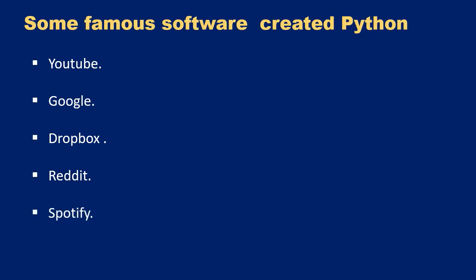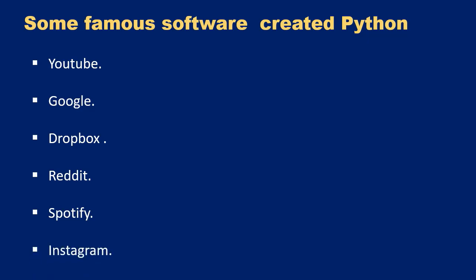Next, we have Spotify. Spotify allows you to listen to ad-free music of your choice. This is a streaming service that allows you to stream music without any advertisement. Finally, we've got Instagram.